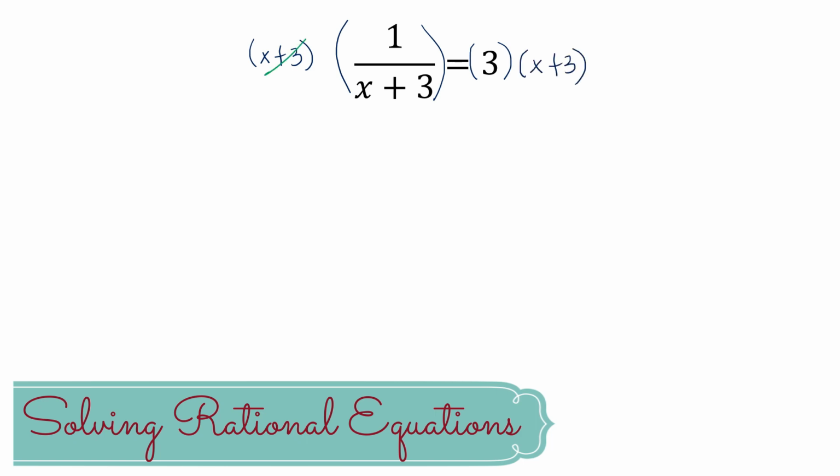Then, x plus 3 divided by x plus 3 is 1, and 1 times 1 is 1. Now, on the right side, we have 3 times the quantity of x plus 3. That is, we have to distribute 3 to x and to another 3. 3 times x is 3x. 3 times 3 is 9.